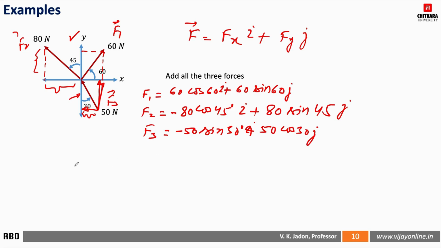So when we find the total force, we have this component plus this component plus this component for i, and this component plus this component plus this component for j. So likewise we can add these forces.